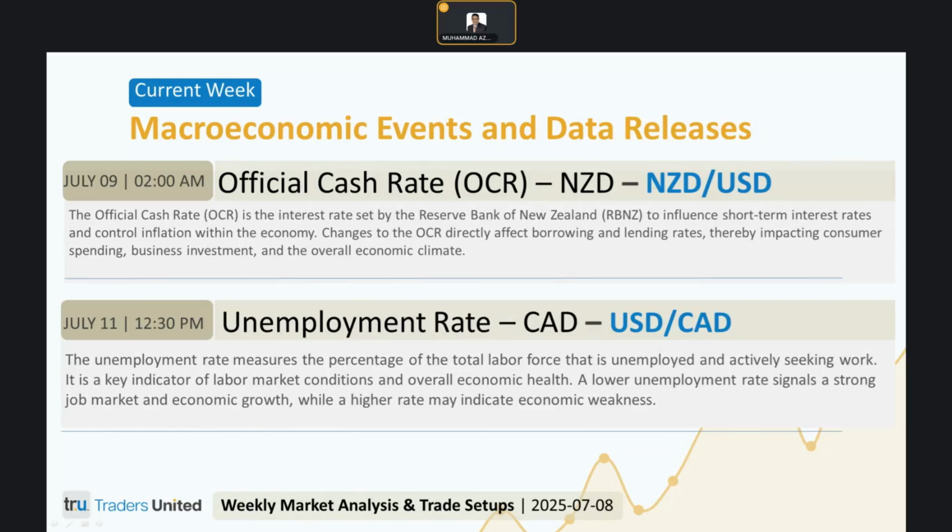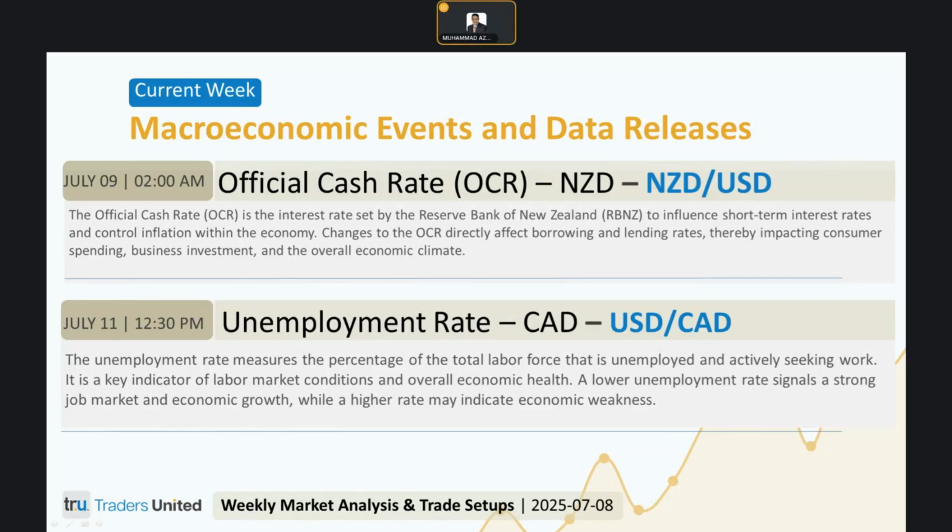Now, the markets are anticipating a slight uptick in the unemployment rate to 7.1% in Canada, which would indicate some cooling in the labor market. However, even small deviations from this forecast can move the USD CAD pair significantly, especially in a sensitive macroeconomic environment.